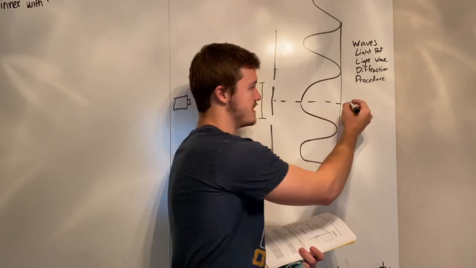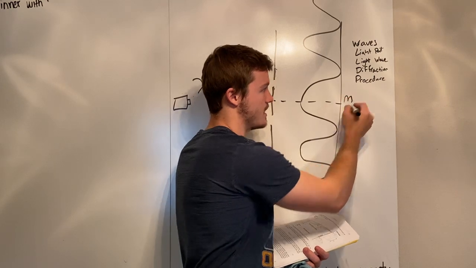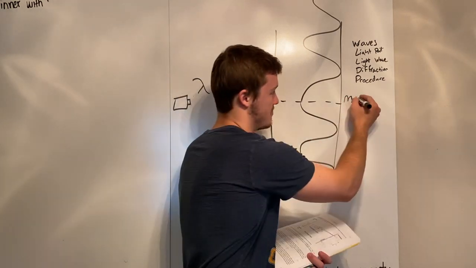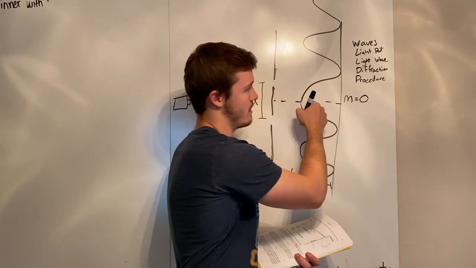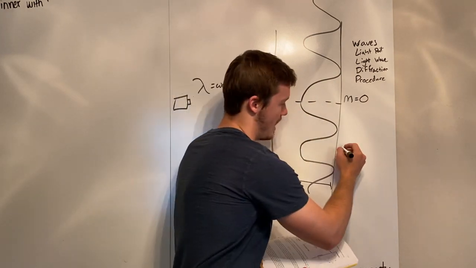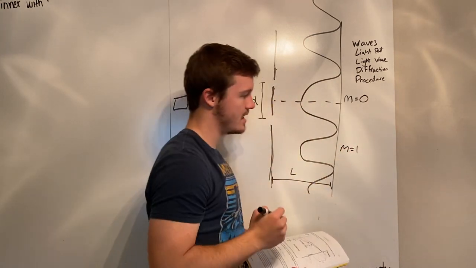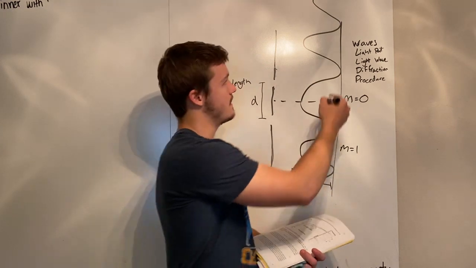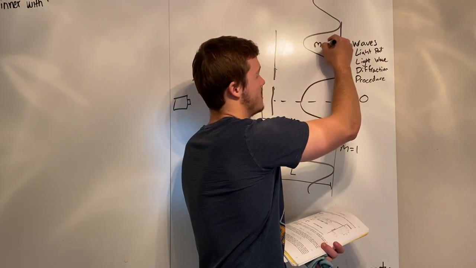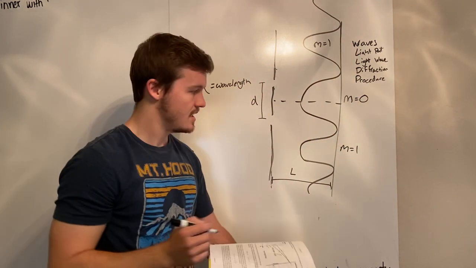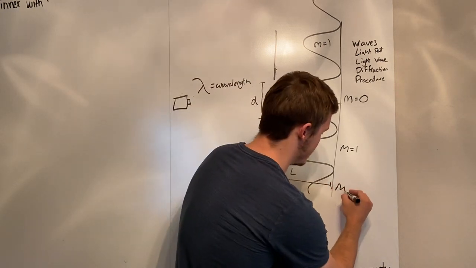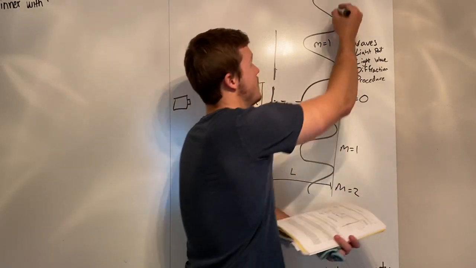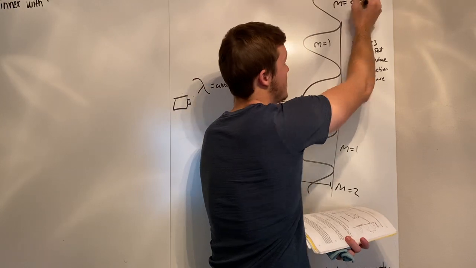There's only one peak 0, and so we use peak number to be m. So this is the m equals 0 peak right here. This is the m equals 1 peak on the bottom side, and this is the m equals 1 peak on the top side. This is the m equals 2 peak down here. This is the m equals 2 peak up here.